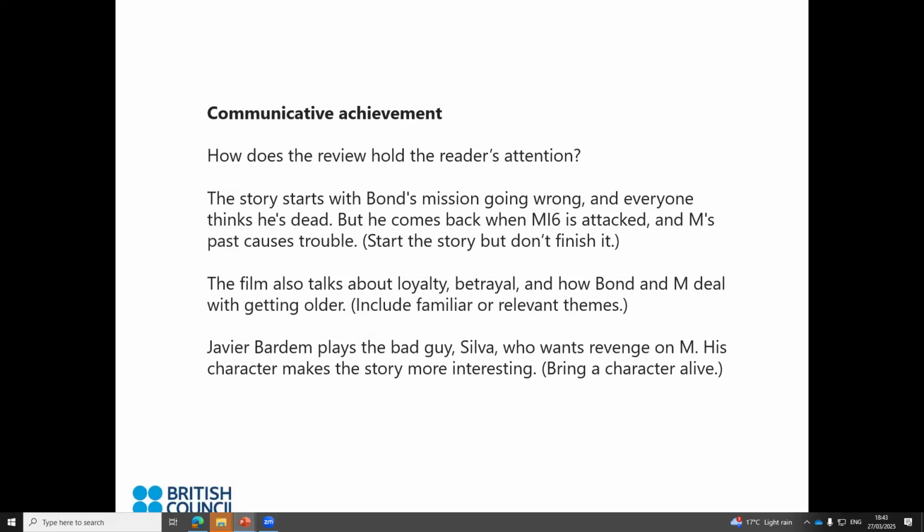Another part of my review says the film also talks about loyalty, betrayal, and how Bond and M deal with getting older. Well, loyalty, betrayal, getting older, they're familiar, they're relevant themes. So, another strategy for engaging the audience, for keeping the reader's attention, is to talk about familiar or relevant themes.